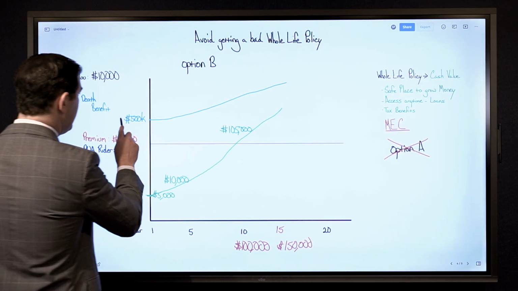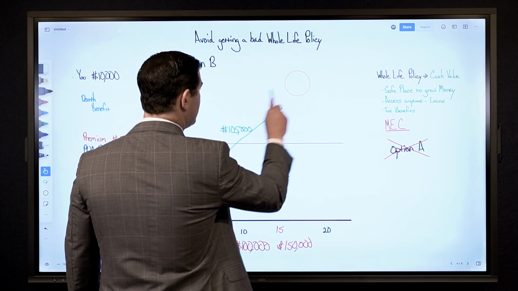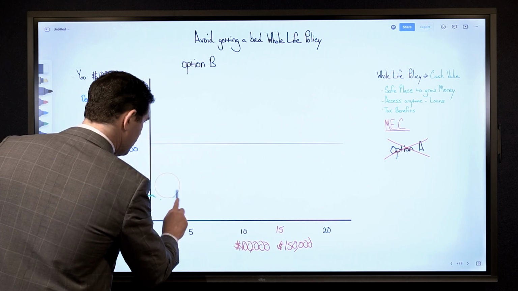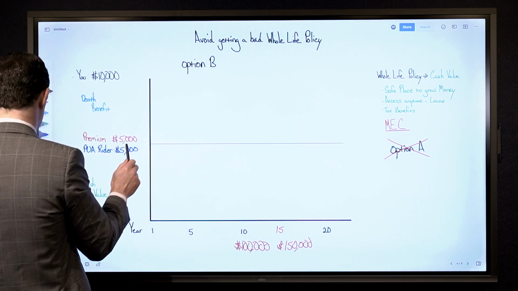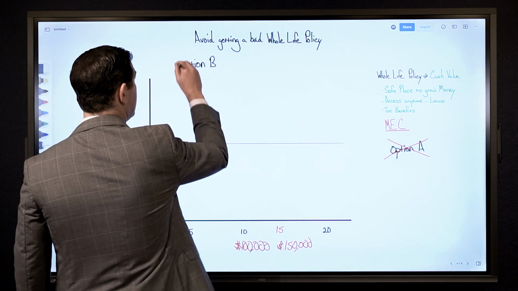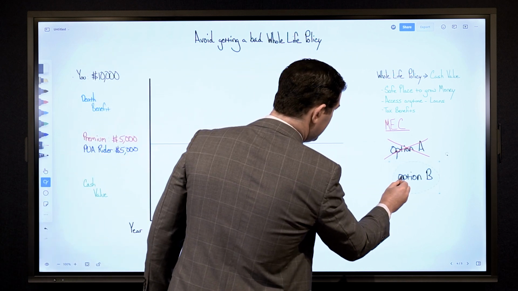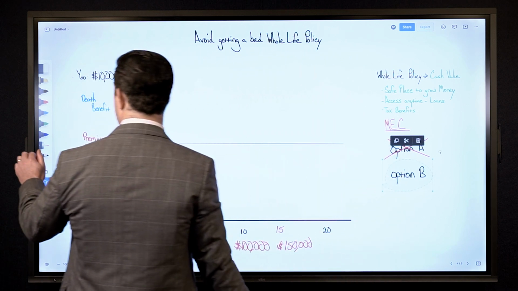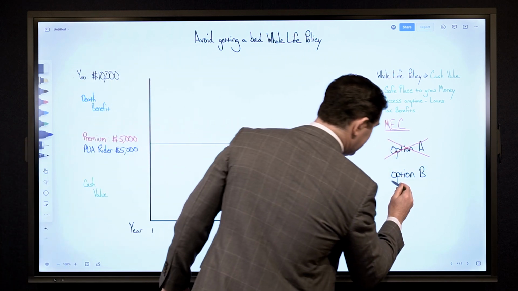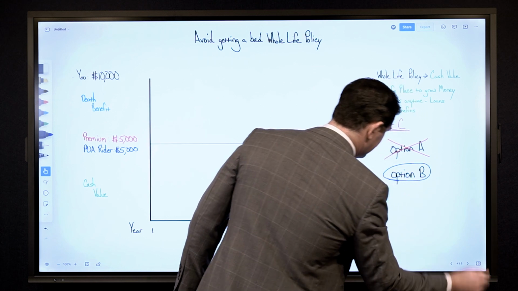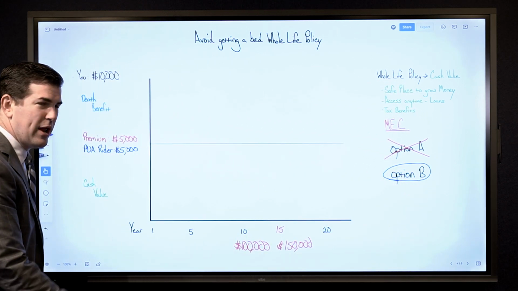Let's look at one more option here, and then I'll take you through an exercise with looking at some illustrations. So that was option B, which is better. So that one we won't cross out yet, but we're just going to circle it in purple because we use the PUA rider there, and it's okay.